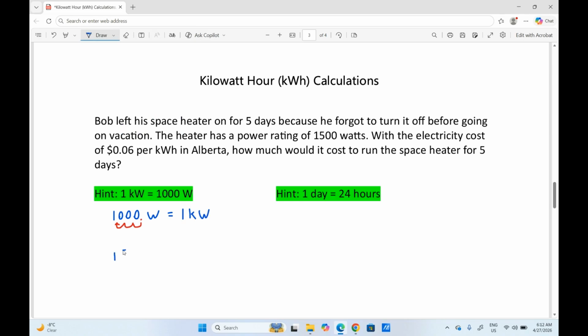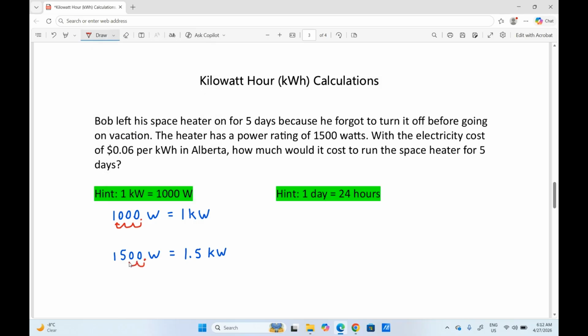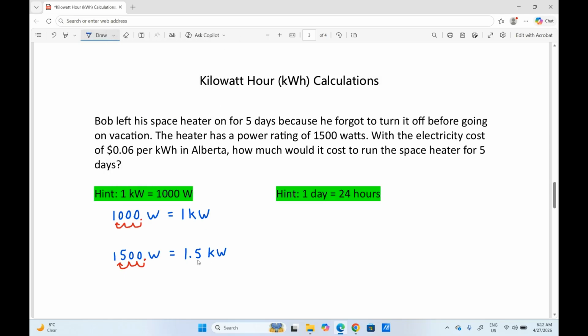So if I had 1500 watts, this would be 1.5 kilowatts because I just moved my decimal place, which is at the end here, 3 places over towards the left. And if I had kilowatts and I wanted to change it to watts, I would just move it 3 places to the right, the opposite in that case. But once I get my 1.5 kilowatts, I now just have to find kilowatt hours.